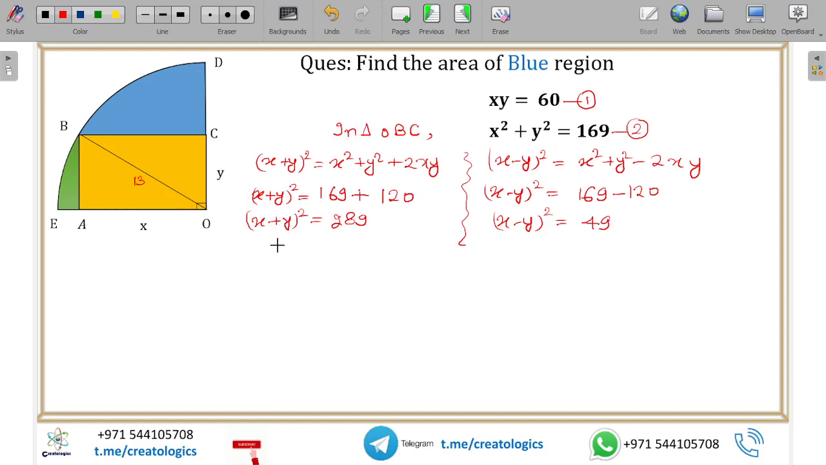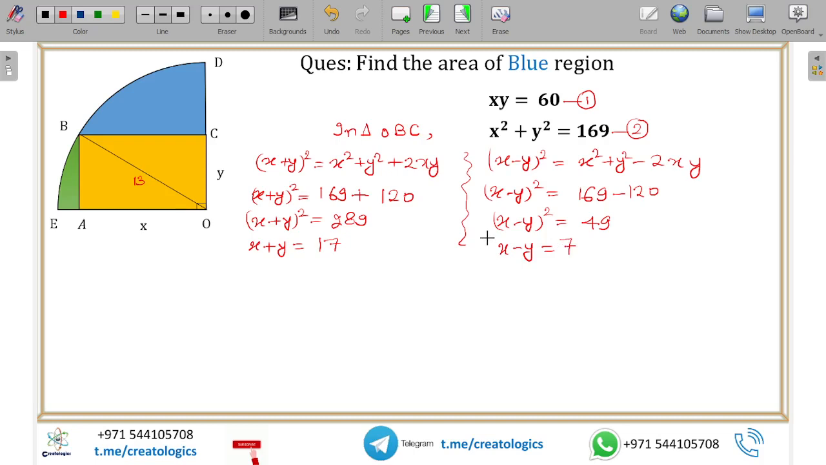As you know, x and y are side lengths, so they are positive, right? So x plus y is equal to 17 is the only possibility, not negative 17, because you are taking the sum of the side lengths. Okay, so the square root of 289 is what? 17. So I'm writing it here. Also, x minus y is equal to the square root of 49, which gives you plus 7 again this time.